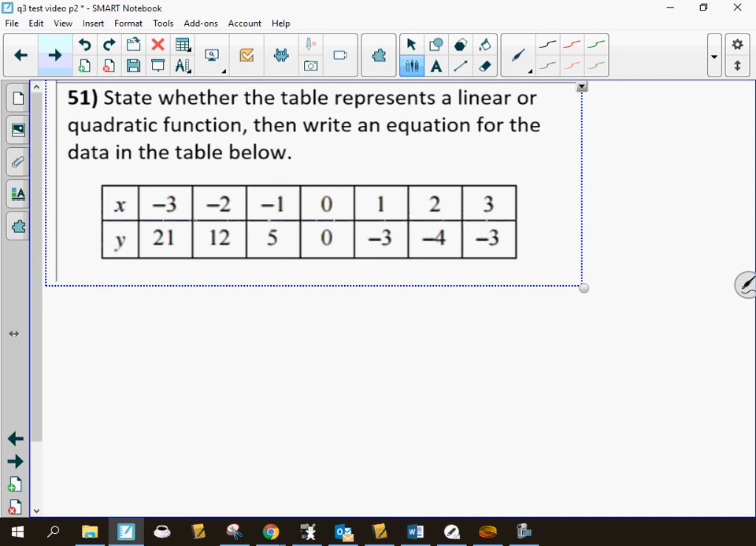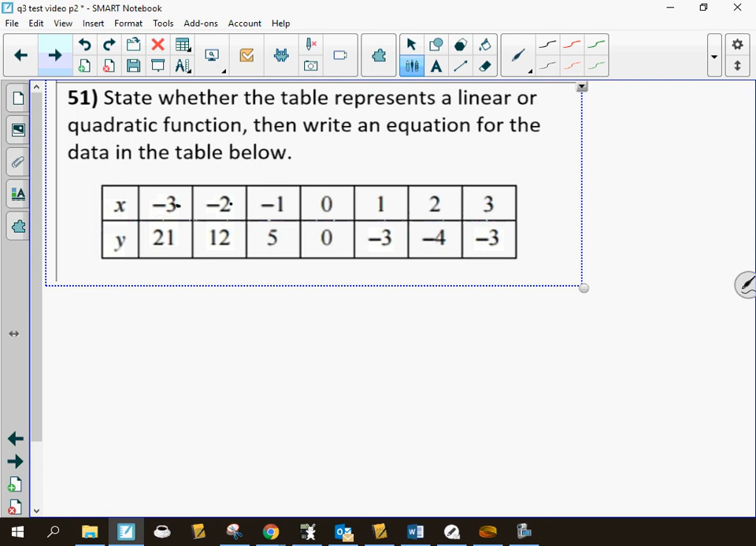Once again, I'm going quickly, but we got a lot to go over here. So for 51, there's a couple different ways you could attack this problem. The key thing for a line, the rate of change, which is also the slope, is constant. And for a quadratic, it is not. So what we need to do is we need to see a constant rate of change here through these.